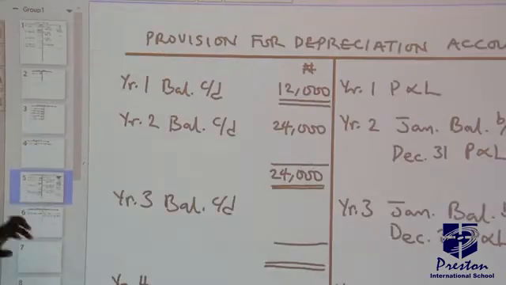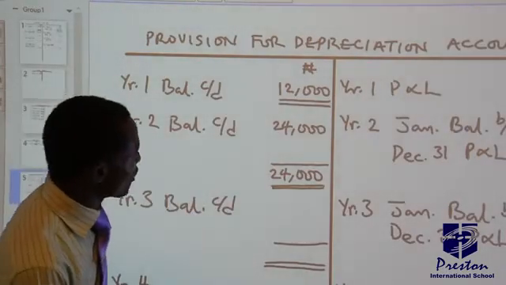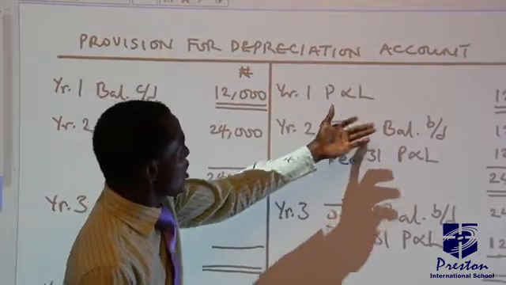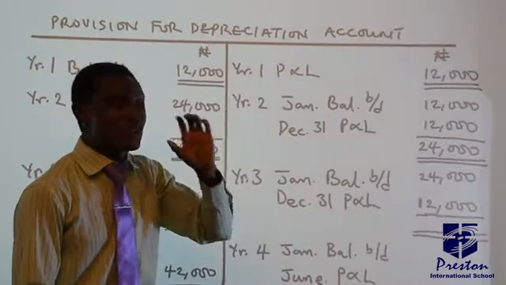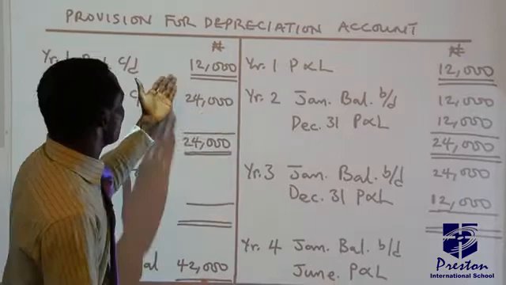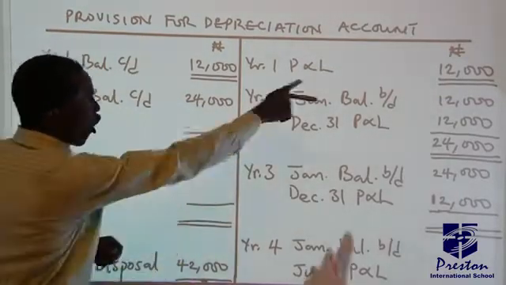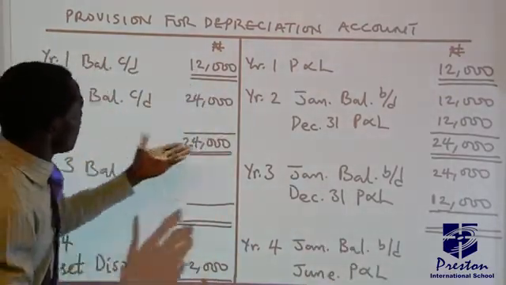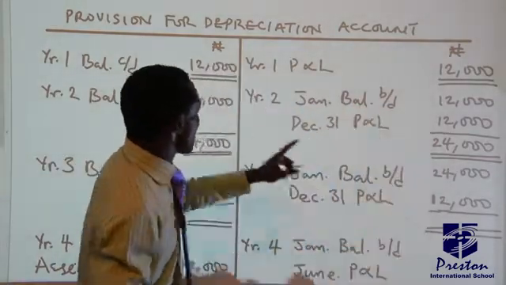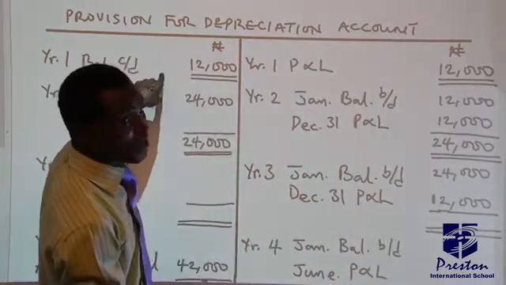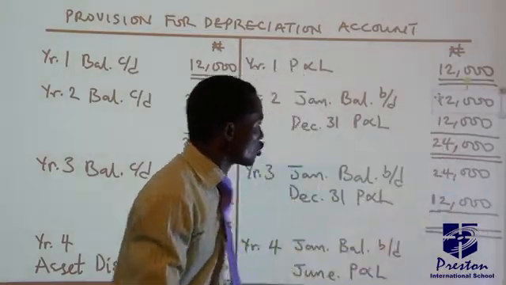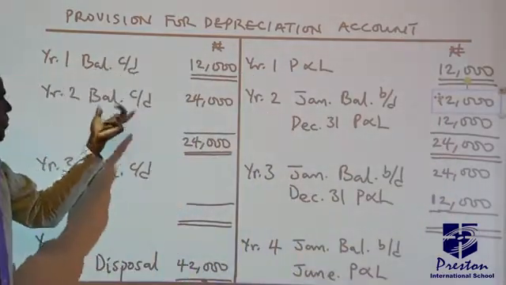Now we go straight to the provision for depreciation account. Under the provision for depreciation account, as you can see, we start from the credit side where we have our profit and loss. Under our profit and loss, the value the asset loses every year will be charged here. And now, on the debit side, we close the account for year 1 with balance carried down of the same amount, 12,000. Coming to year 2, January balance brought down, which is the opening balance. We are opening the balance for year 2 with the closing balance of year 1, mind you. And the depreciation value will also be added to it, giving us 24,000. The 24,000 naira becomes our closing balance.